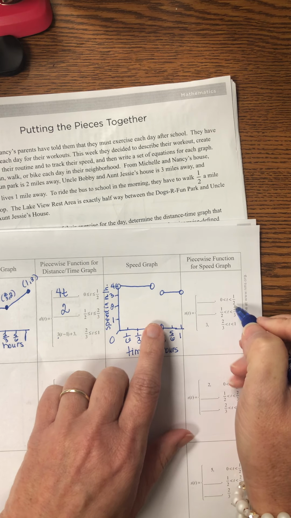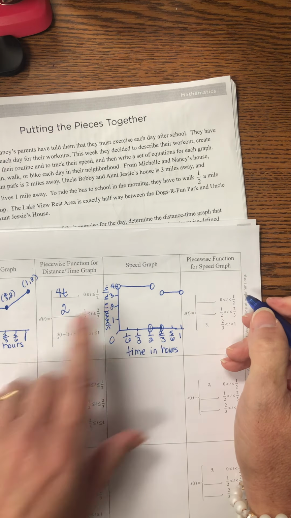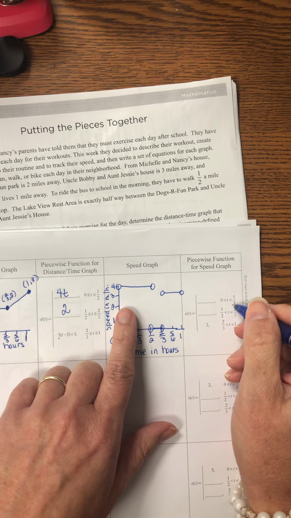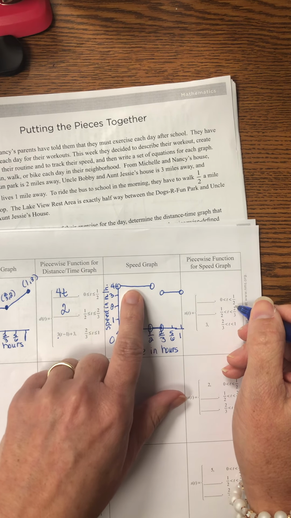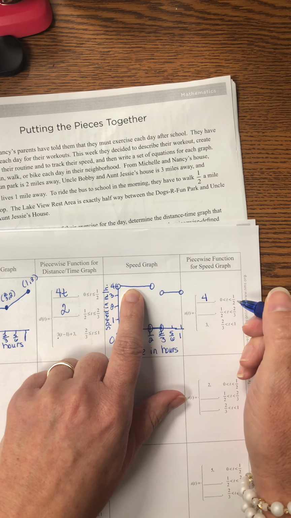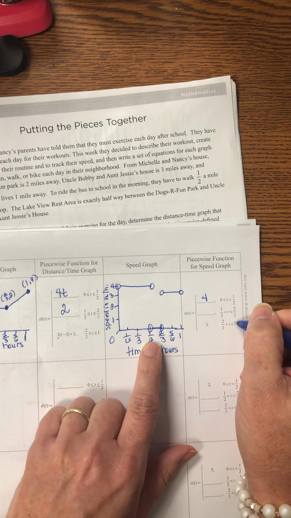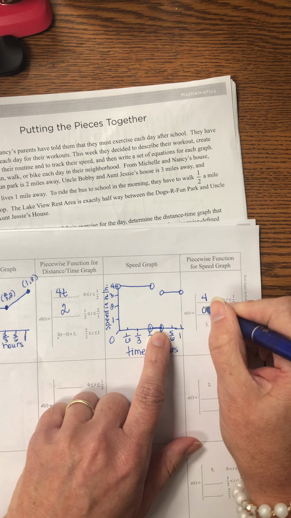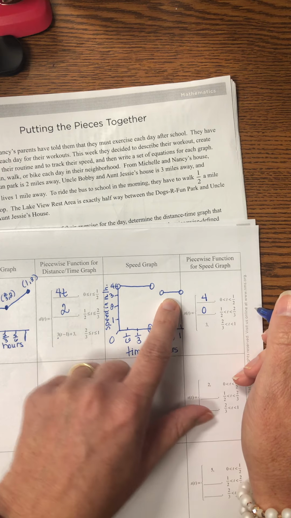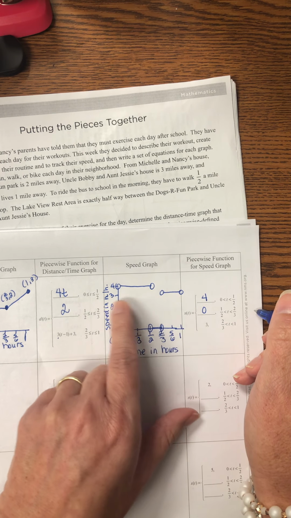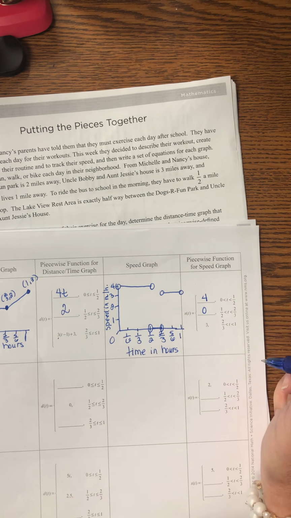So my equations on my first interval, when we are between 0 and 1/2, is going to be d of t equals 4. My second interval between 1/2 and 2/3 is d of t equals 0. And my third interval between 2/3 and 1 is d of t equals 3.